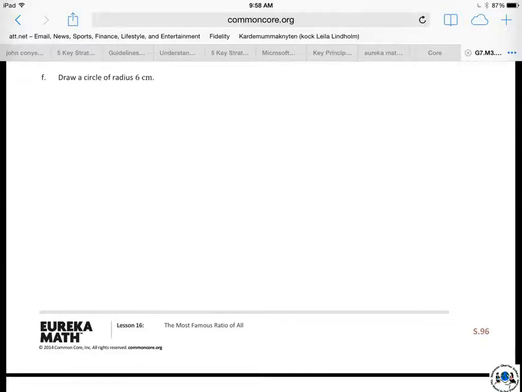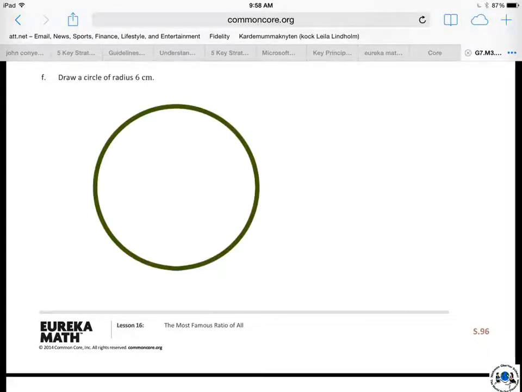Even though I can't see it, I'd like you to go ahead and try this. It's good to practice using these compasses. Your task right now is to draw a circle with a radius of 6 centimeters. Go ahead and grapple with that. It may not be as easy as you think, and come on back, and I'll give you some tips if you had any difficulty with it.